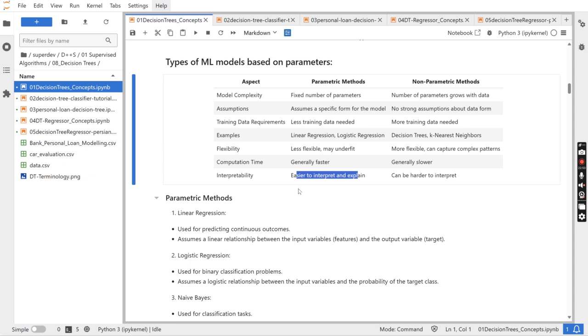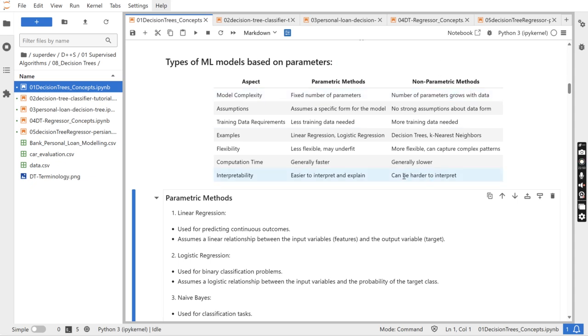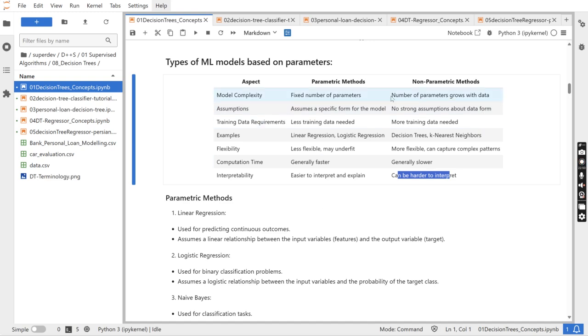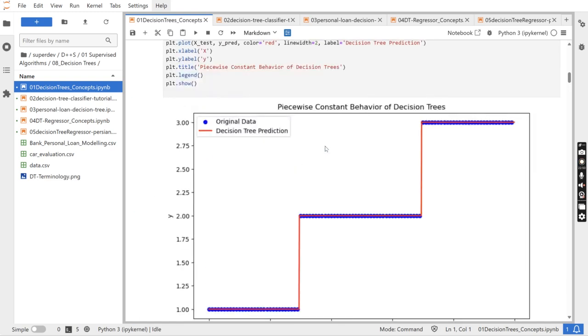So there is some sort of feature importance explainability provided out of the box for parametric methods. Here also you have that method, but generally it is harder to interpret. That is the problem. So non-parametric methods can be harder to interpret as compared to parametric methods. So these are several differences.